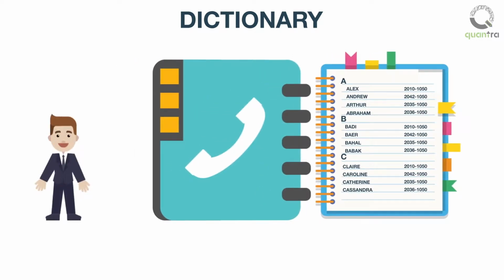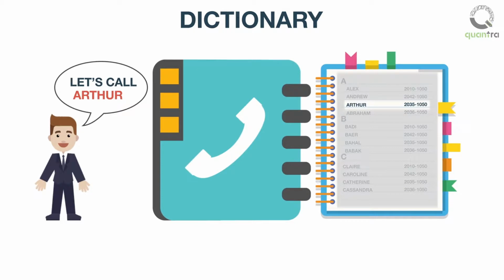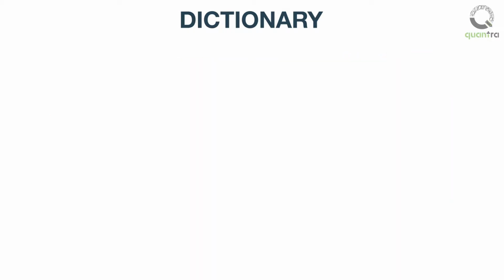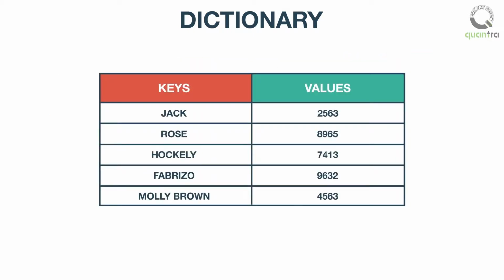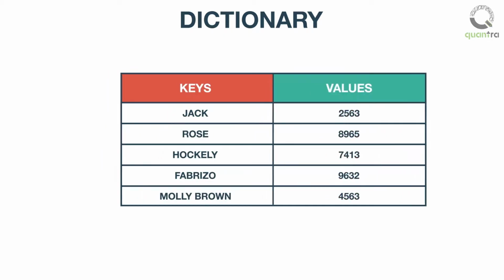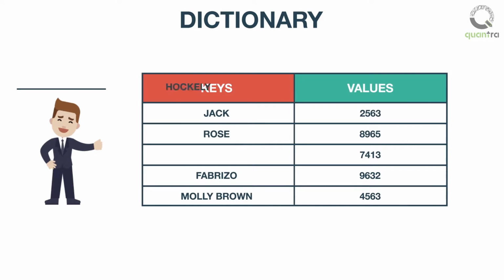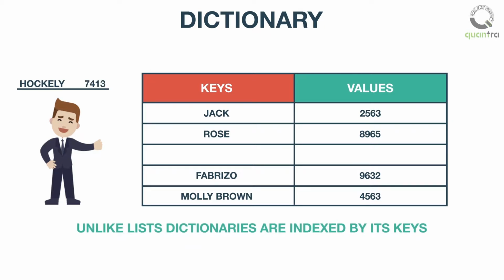You can find the contact number if you have the name of an individual. Similarly, a dictionary in Python also has a mapping between a key and its value. You can access the dictionary using keys to get the information or value stored within these keys. Hence, unlike lists, dictionaries are indexed by its keys.